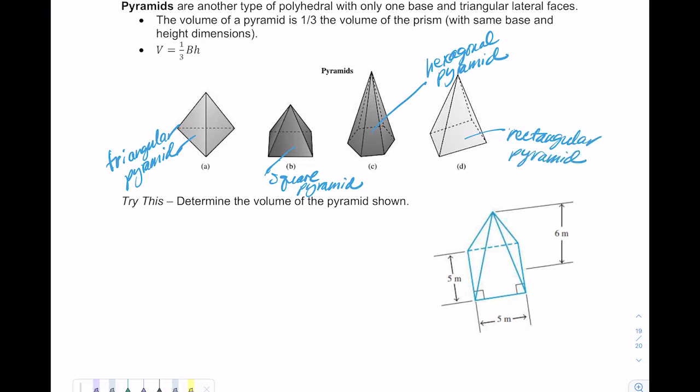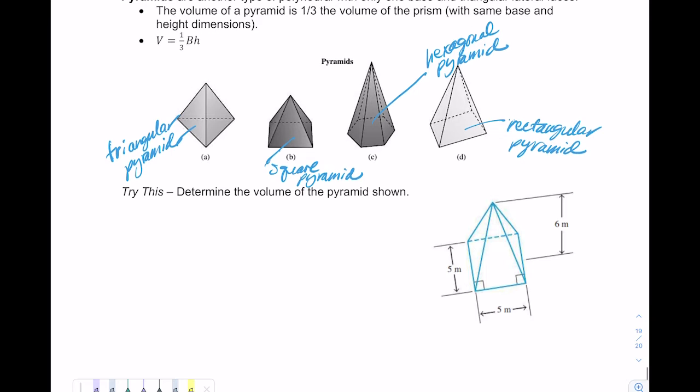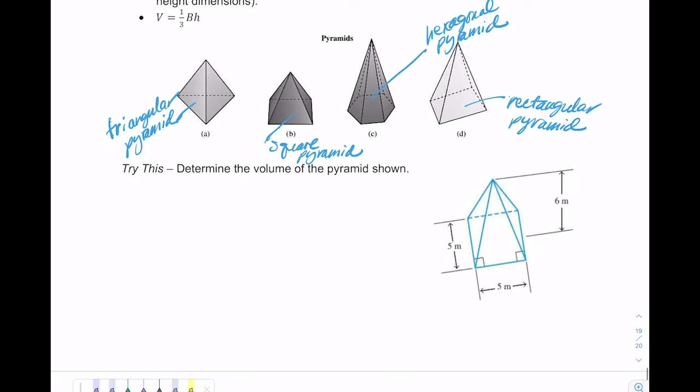Okay, so I want you to take a look at the next diagram, and it's a pyramid, and this would be a square pyramid, and I know this because a square has all equal sides and all equal angles. All the angles are right angles. So since this side is 5 and that side's 5, I know that this is a square because the side opposite would be 5 and the side opposite this would be 5. So I have a square pyramid. Okay, and I need to determine the volume.